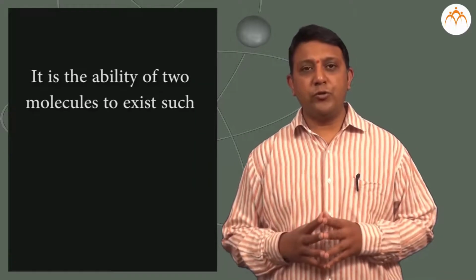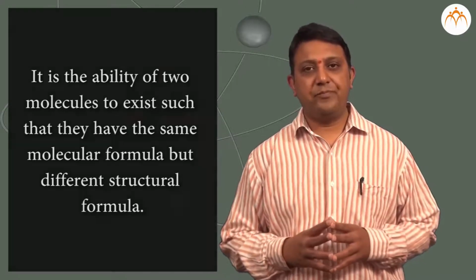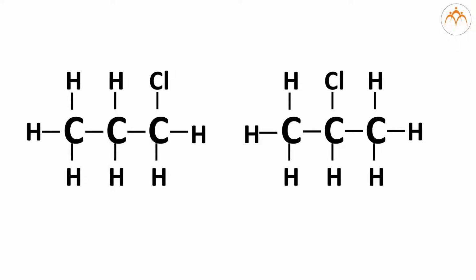Another property of carbon compounds is that they can exist as isomers. What is isomerism? It is the ability of 2 molecules to exist such that they have the same molecular formula but different structural formula. To explain that, I am going to take a 3 carbon chain and I have the ability to place the chlorine on any one of these. Remember, when I place chlorine on the end carbon, it's going to give me a different structure than when I place the chlorine on the middle carbon. So you can imagine now that even though the molecular formula is the same, I have different structural formula. So it exists as isomers. That leads to a further increase in the number of carbon compounds that are possible.